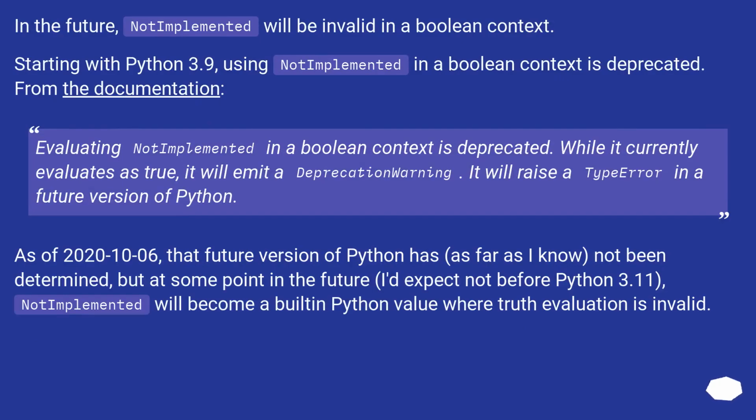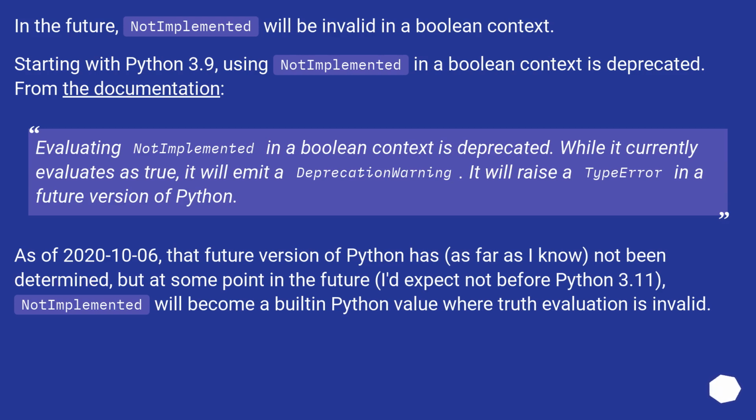In the future, NotImplemented will be invalid in a boolean context. Starting with Python 3.9, using NotImplemented in a boolean context is deprecated. From the documentation, evaluating NotImplemented in a boolean context is deprecated. While it currently evaluates as true, it will emit a deprecation warning. It will raise a TypeError in a future version of Python.